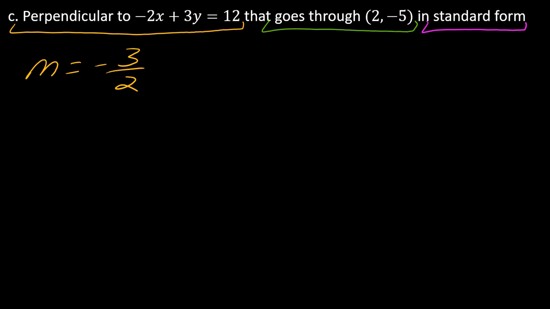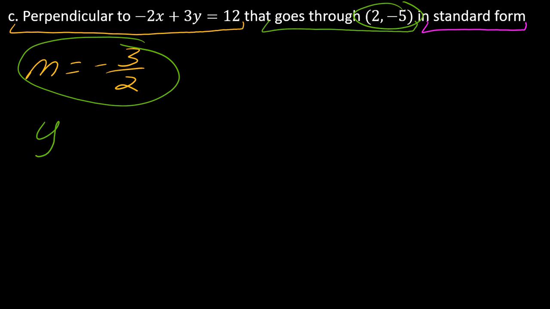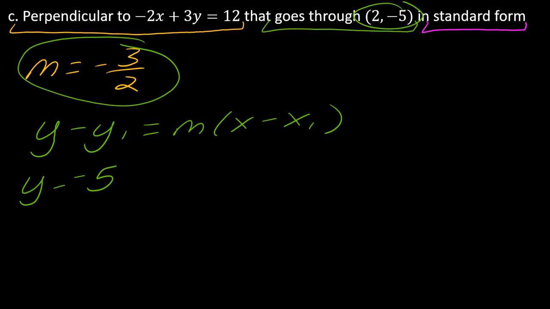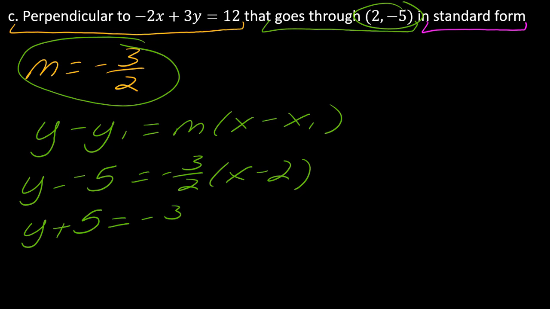Okay, so now I've got the slope. I've got the point. So let's go ahead and put this in point slope form. So again, this could be a good place to pause the video if you are kind of working this out. So I'm going to have, this will be y minus -5 equals -3/2 times x minus 2. So I got y plus 5 equals -3/2 times x minus 2. So there's kind of all the information in that line.